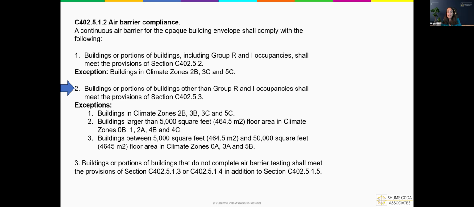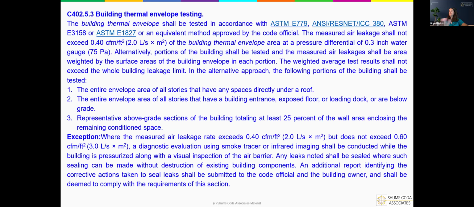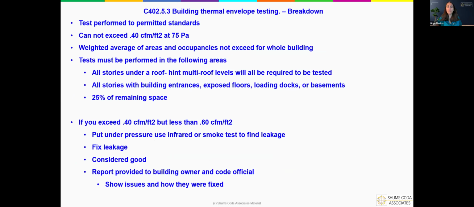So let's go ahead and take a look and see what all the fun and excitement is for C402.5.3. So here is the actual verbiage of what you're going to find when you look in the code itself. Again, I think this is a whole lot to take in. And I think it's important to know what the code says and how it looks, but let's clip note this and see if we can make it a little bit easier to understand. So really what they're talking about is there are very specific standards that will need to be utilized when you are doing your testing, right? Typical, we know that. The other thing is you cannot exceed 0.4 CFM per square foot when you're at 75 pascals when it's under test.